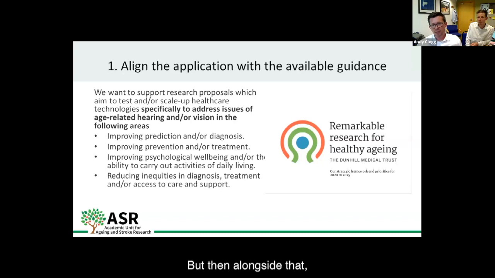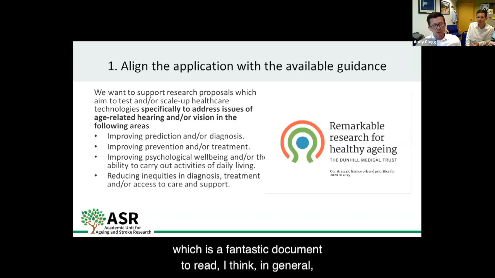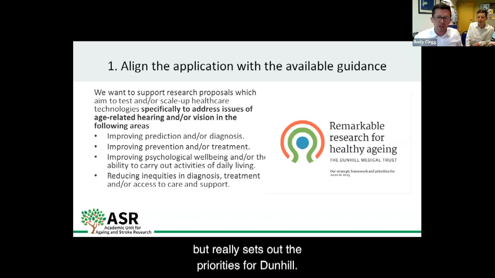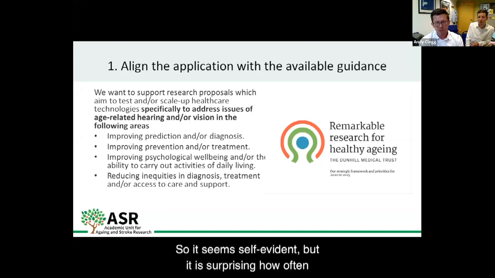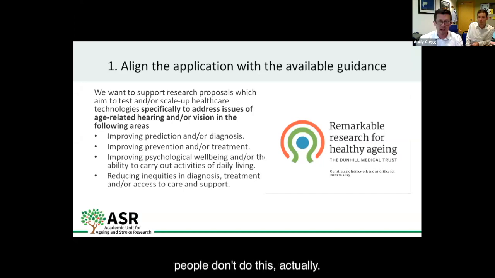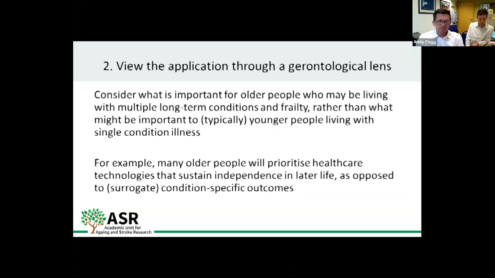Alongside that, there's a link on the Dunhill website, and this may have been signposted earlier, to the overall strategic framework, which is a fantastic document to read in general, and really sets out the priorities for Dunhill. It's important to be familiar with that, so that you can make sure the application you're developing aligns with the priorities for the trust. It seems self-evident, but it is surprising how often people don't do this. So that's the first tip.